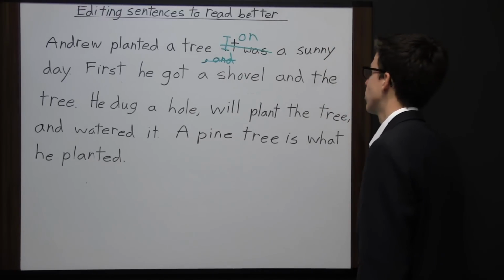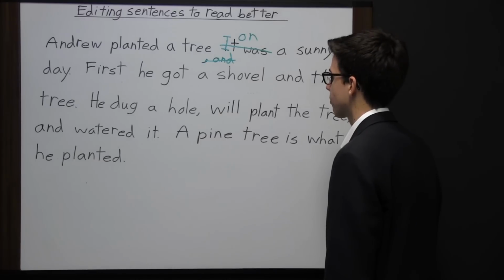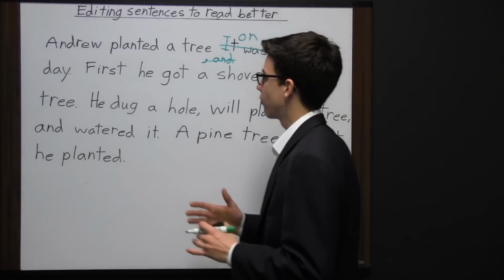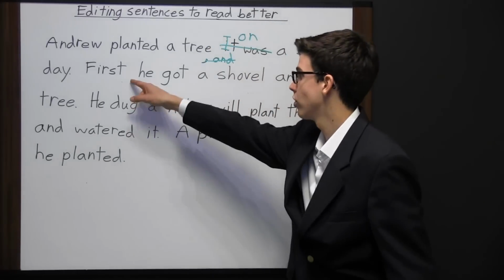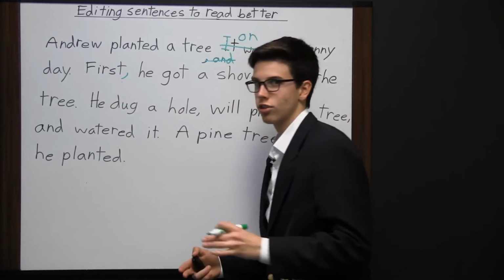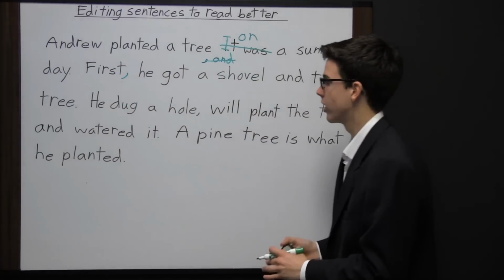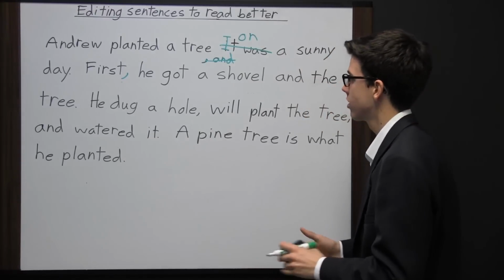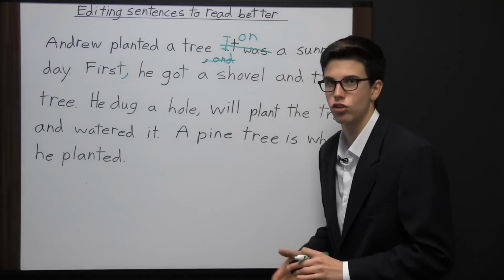The next sentence says, first he got a shovel and the tree. Whenever you read a phrase at the beginning of a sentence, like first, it needs a comma in front of it, because a comma tells the reader to pause. So now the reader will read this sentence like, first, he got a shovel and the tree.